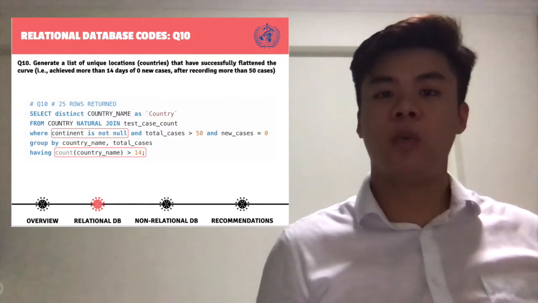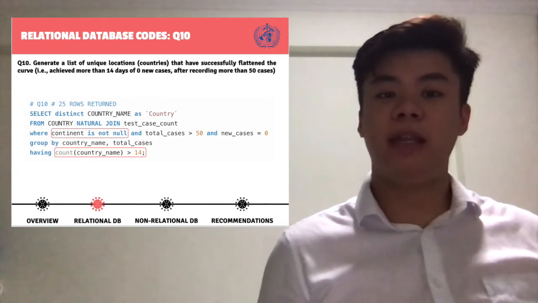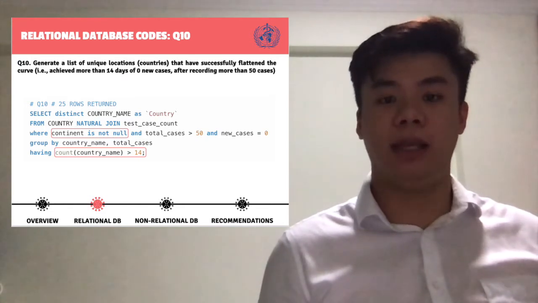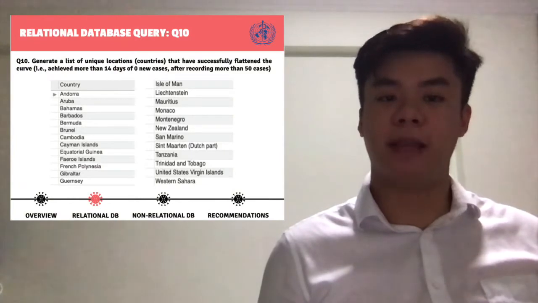We use count country name more than 14, so that if a country name appears more than 14 times, it means it satisfies the condition where it does not have any new cases in 14 consecutive days. Hence, the output generated is 25 countries for question 10.